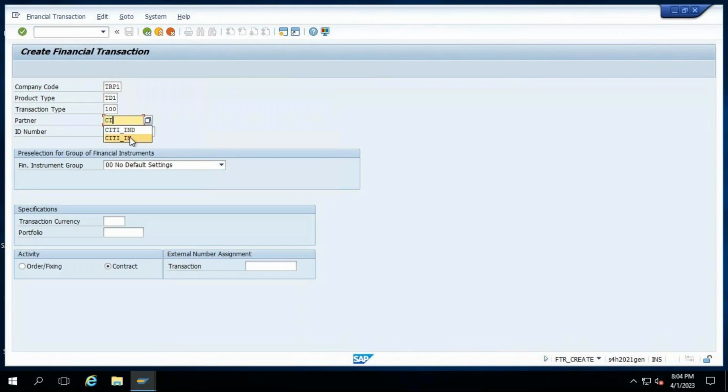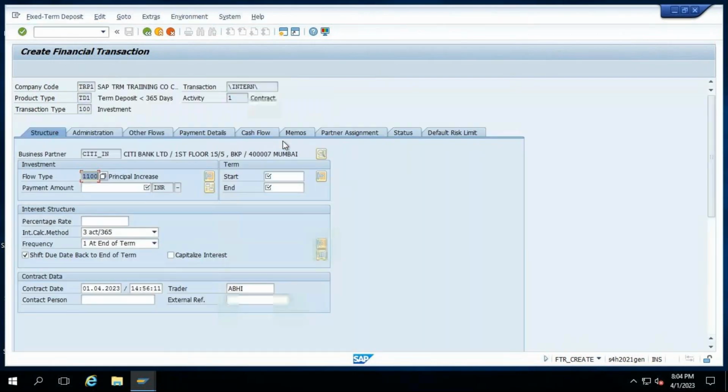Okay, so I'm just showing you an understanding of how it looks. Now you see that this is the amount. Let's say you have done an investment of 100 million, and the start date of the investment would be, let's say, from today. And let's say the end date of the investment would be, sorry, for 4 months.